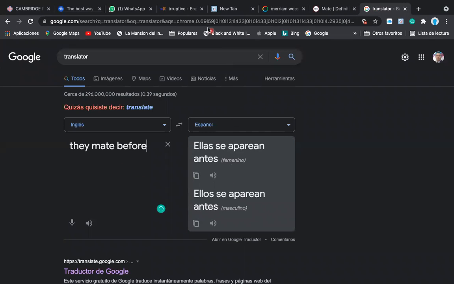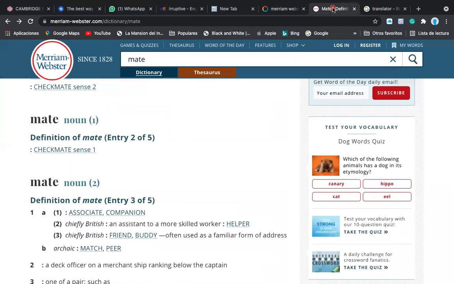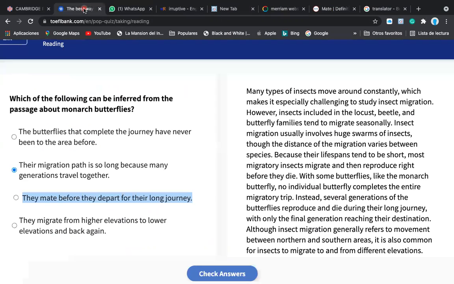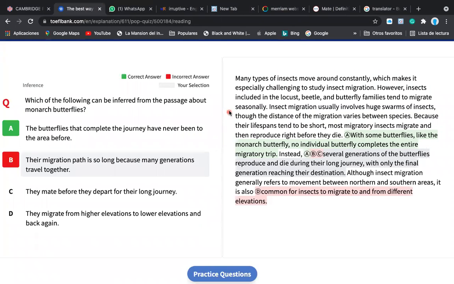Aparecen antes. Okay. And aparecen like friend, match, peer, friendly. Okay, this is the one. So let's check the answer finally. Eventually. Oh my God, it's not good. Their migration path is not correct.